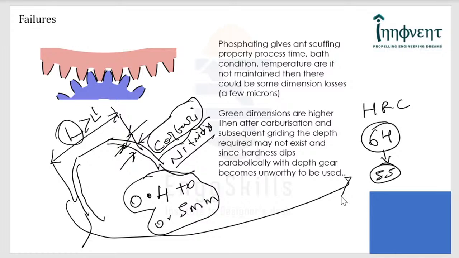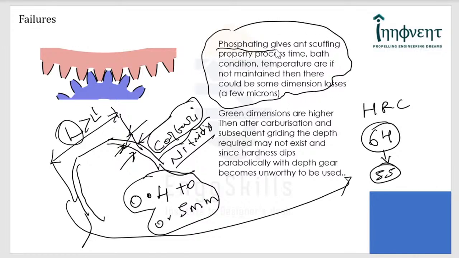Now, the second aspect that you also have to be concerned with is surface engineering. That is, I am talking here about phosphating. In fact, phosphating gives anti-scuffing property for gears. Therefore, it is very important that where the contact pressures and contact velocities are significant, the gears are phosphated.